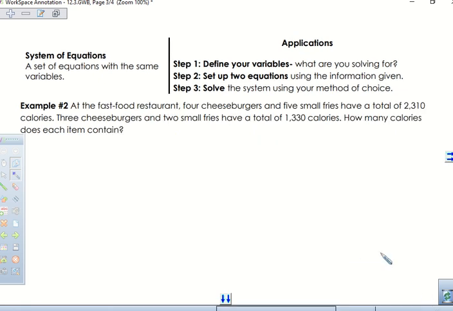All right. Next one. It says, at a fast food restaurant, 4 cheeseburgers and 5 small fries have a total of 2,310 calories. And then 3 cheeseburgers and 2 small fries have a total of 1,330 calories. So we want to know how many calories each item contains. This is a little bit of a different situation. We have basically two scenarios, this scenario here, and then this second scenario here.